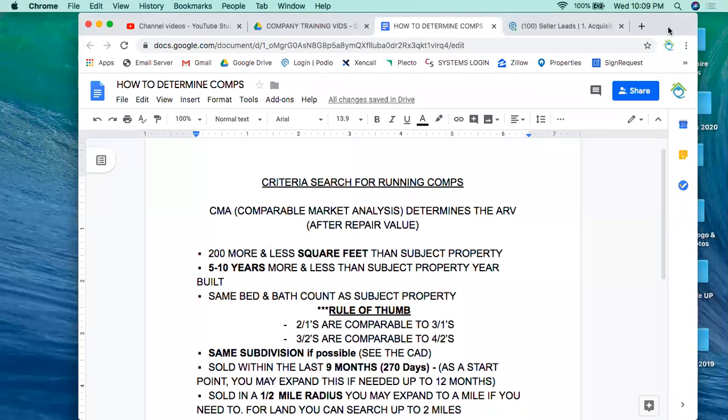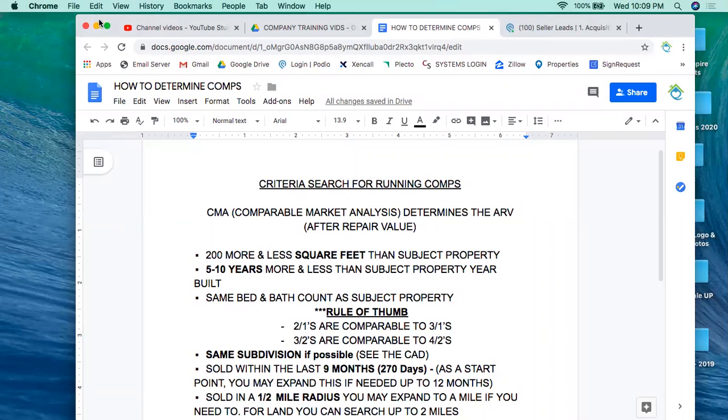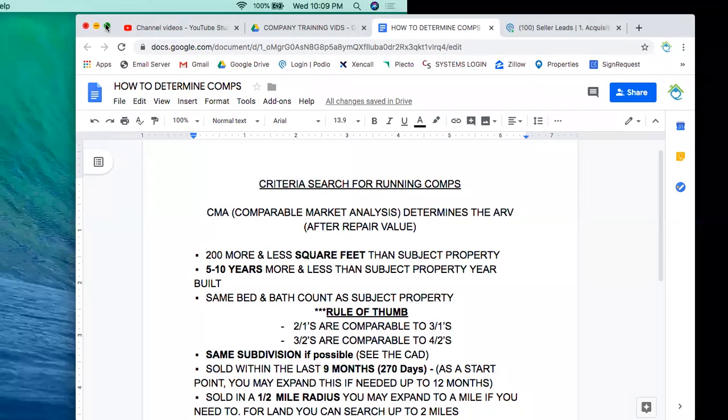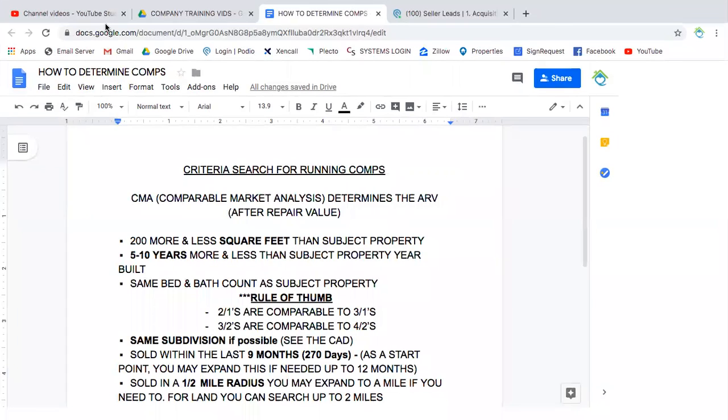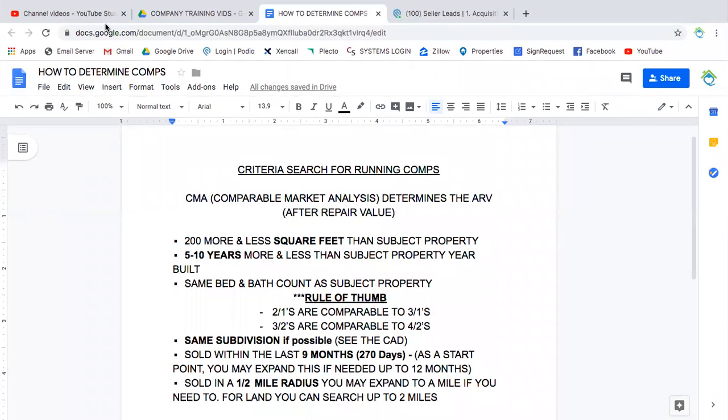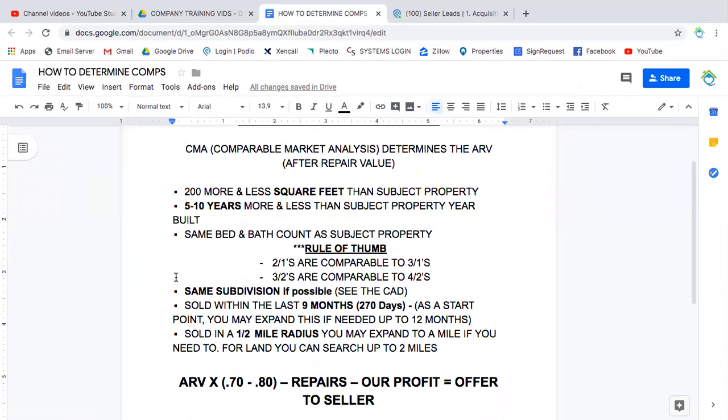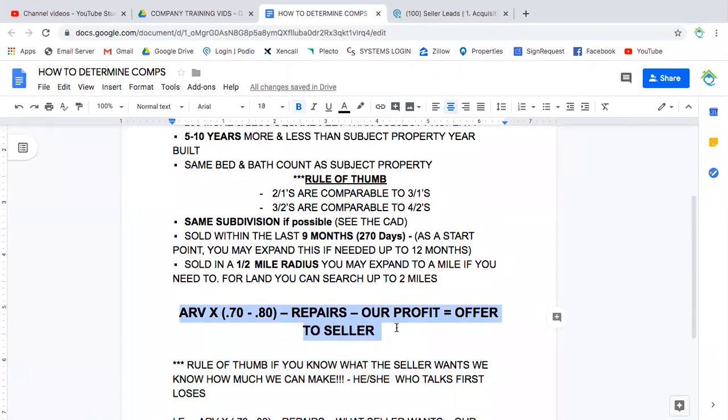All right, so for the next video, I'm going to be covering criteria search for running comps. When we configure a seller's offer, we take into account a formula to find out how much the seller should receive. That formula is the ARV times 0.70 to 0.80, minus repairs, minus our profit, equals the offer to the seller. ARV stands for after repair value.